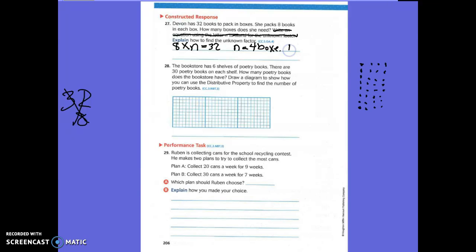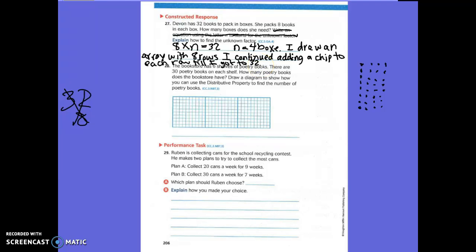Now, how do we find this answer? I drew an array with what? What do we start with? 8 rows. I continued adding, I'm going to call them chips, a chip to each row till I got to 32.